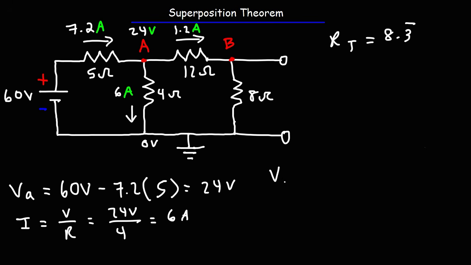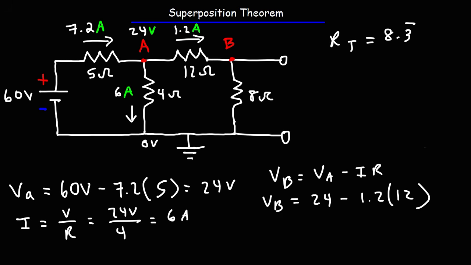Next, we can calculate the potential at point B, which is going to be the potential at point A minus the voltage drop across the 12 ohm resistor. So the potential at point A is 24 volts minus 1.2 times 12. And so the potential at point B is 9.6 volts. And if we divide 9.6 by the 8 ohm resistor, we're going to get this current, 1.2 amps, flowing through the 8 ohm resistor. So that tells us that our numbers are good, our math is good rather.